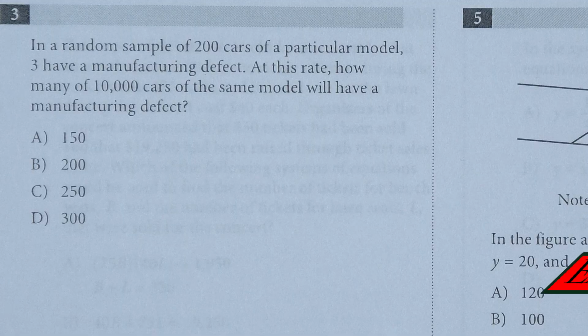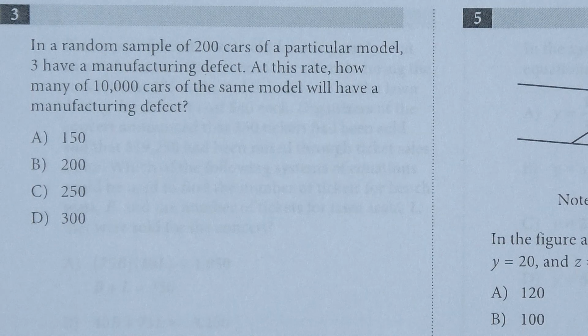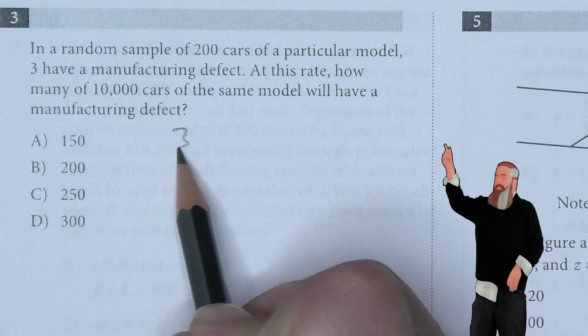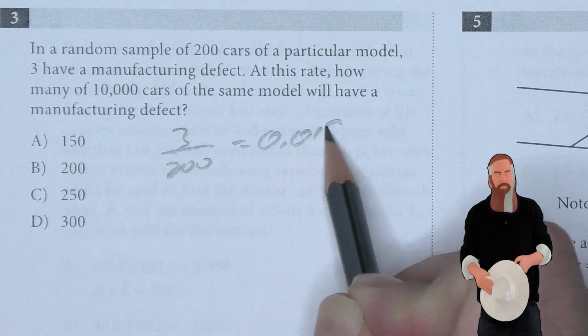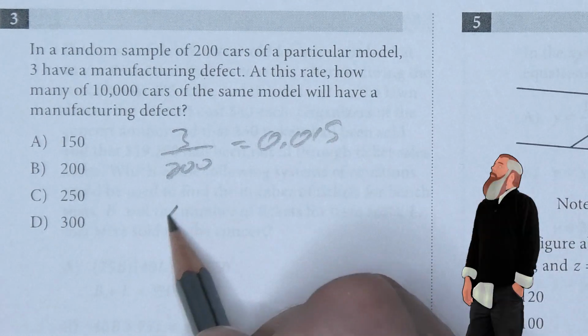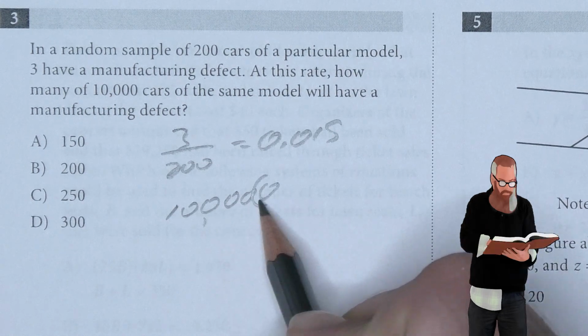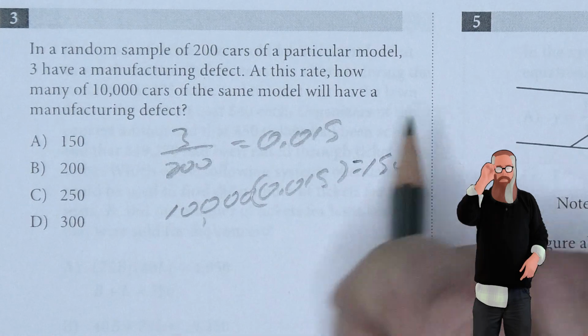the answer. In a random sample of 200 cars of a particular model, 3 have a manufacturing defect. At this rate, how many of the 10,000 cars of the same model will have manufacturing defects? Well, we're looking at 3 out of 200, which means 0.015. This is how many out of the 10,000. So if we just simply multiply 10,000 times 0.015, we're going to get 150.